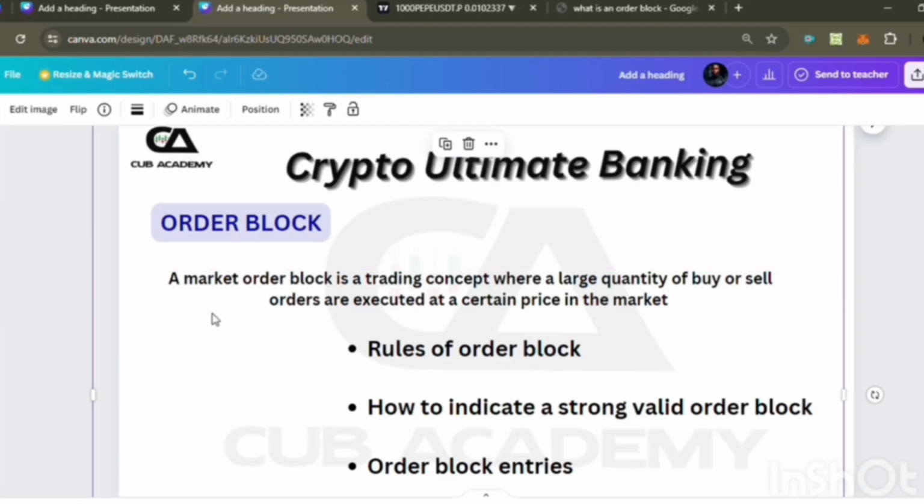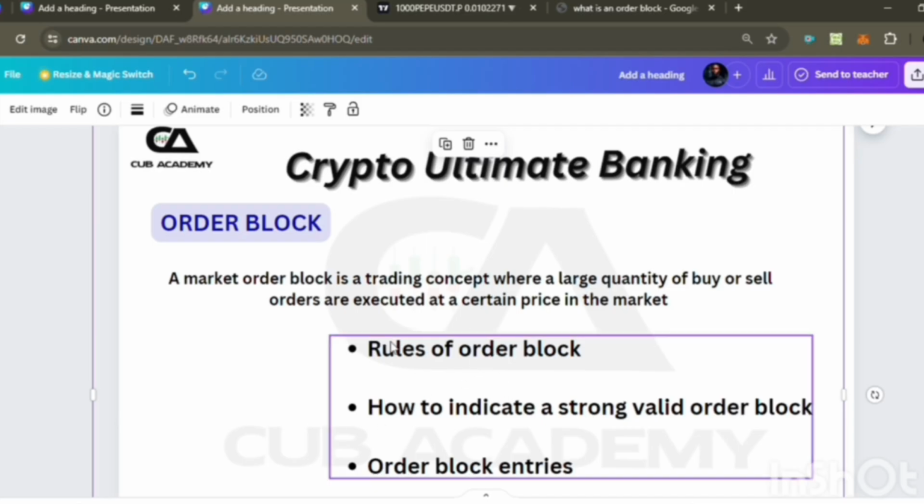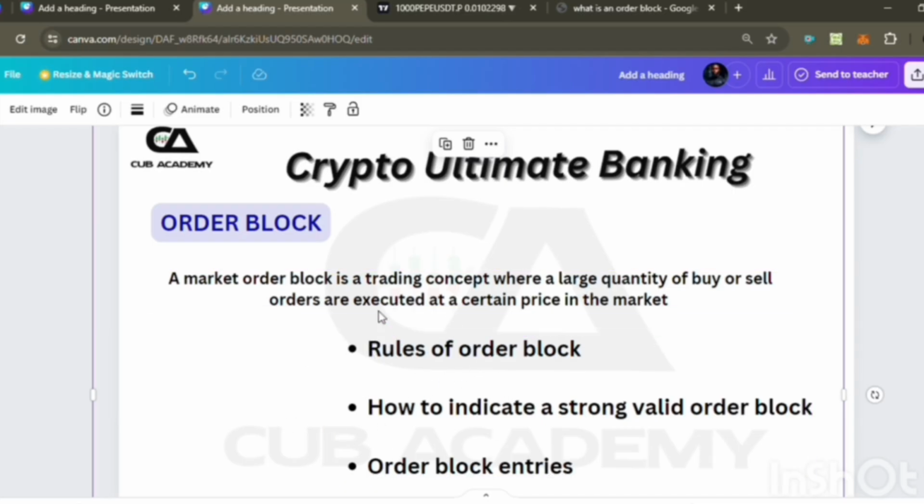A market order block is a trading concept where a large quantity of buy or sell orders are executed at a certain price in the market. That spot where there is a large order placed, either a buy or sell, and the market starts moving drastically to the upside or to the downside, that spot is where we indicate, or where we have an order block.